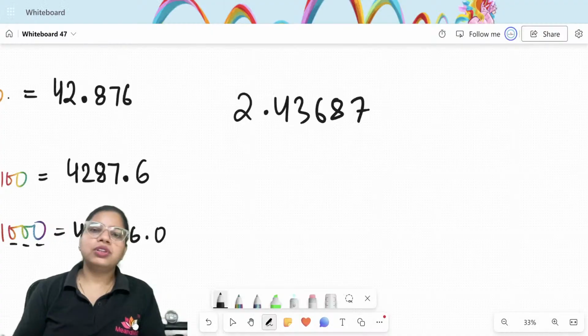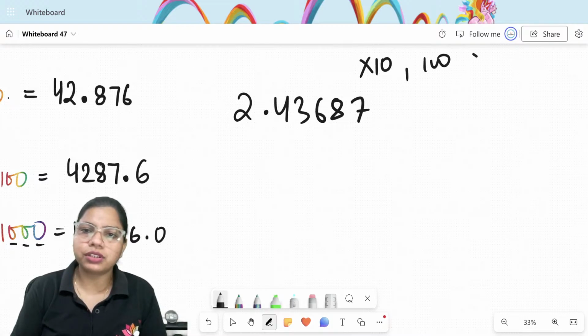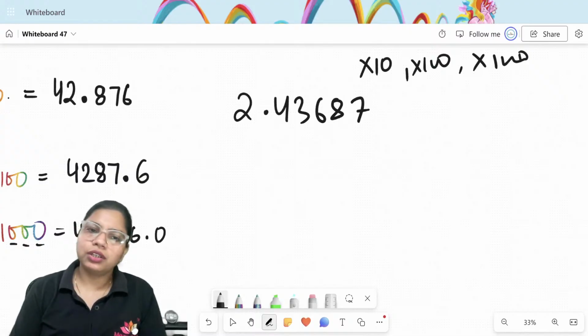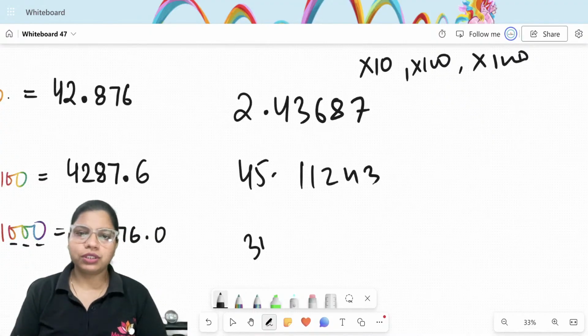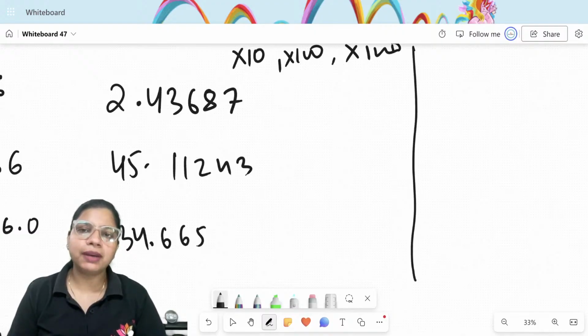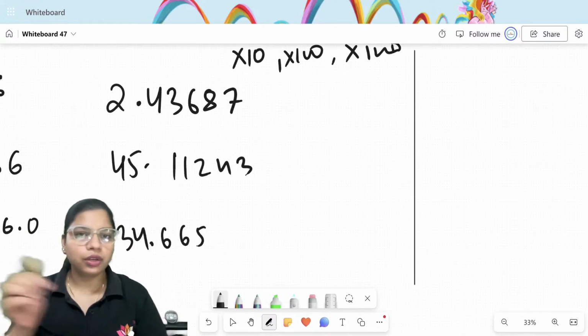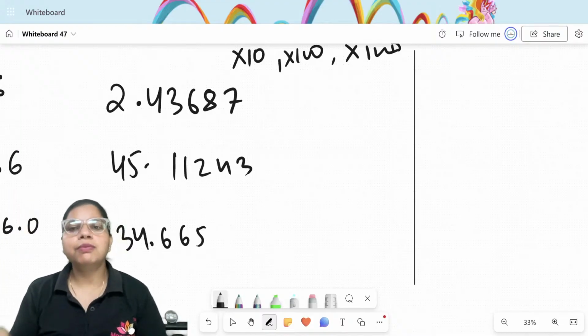So this is the question, and you have to multiply it by 10, 100 and 1000. That is what you have to do. 45.11243. 34.665. Similarly, as we discussed, when we multiply by 100, zeros, we just move the decimal to the right side. When we divide by zeros, we move it to the left side.